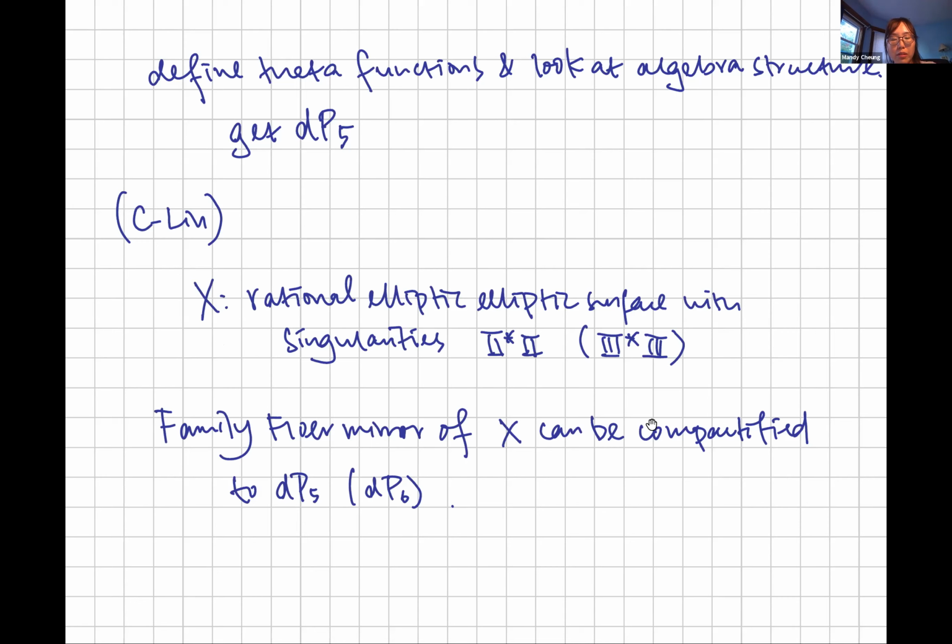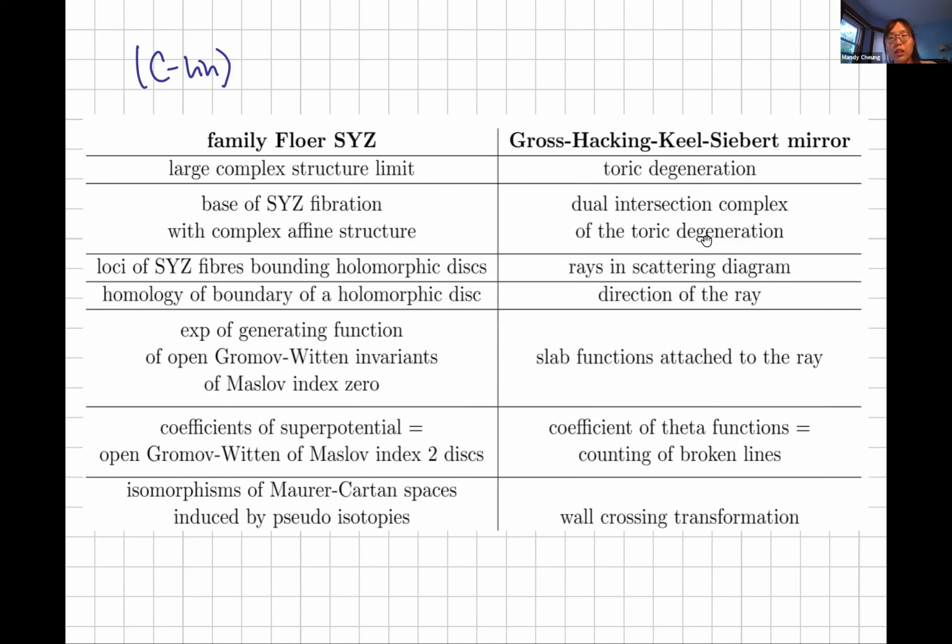And as you can see as I keep describing, it's not only the construction. We basically identify all the notions in the Gross-Hacking-Keel-Siebert mirror construction in the family Floer theory, and we interpret them not heuristically, but explicitly show that there is this correspondence. And then we show this family Floer construction.